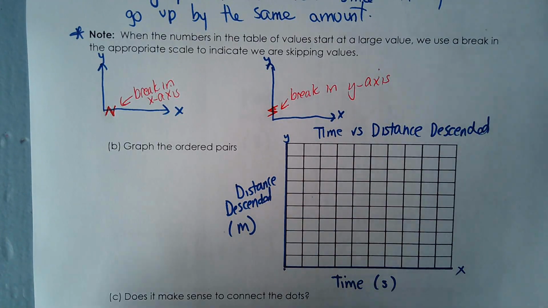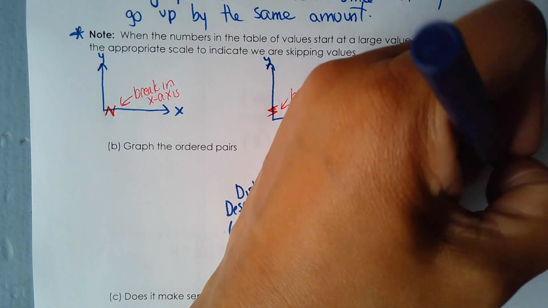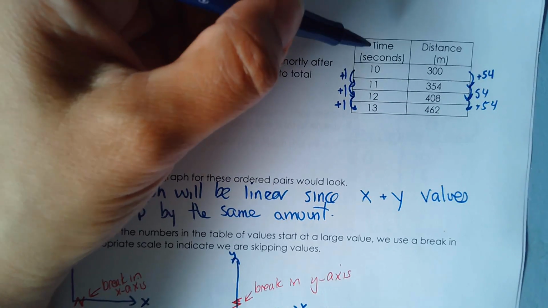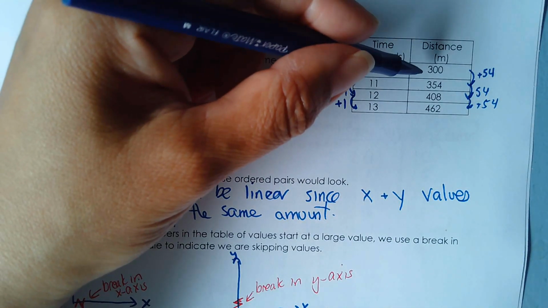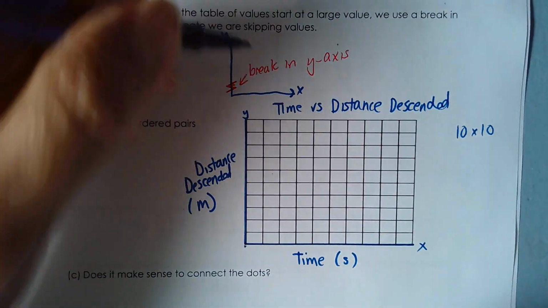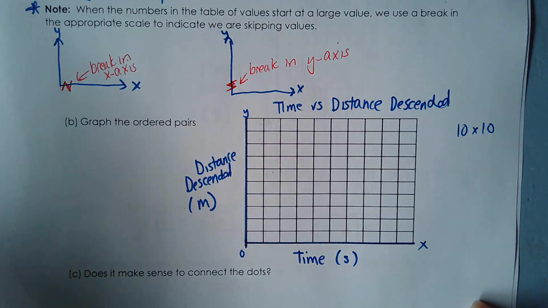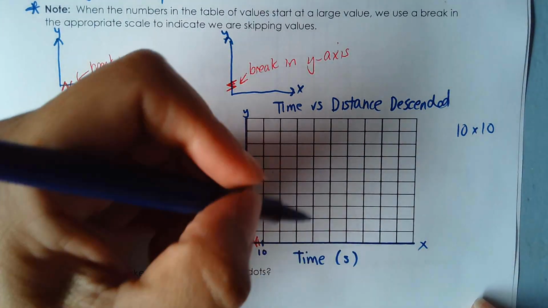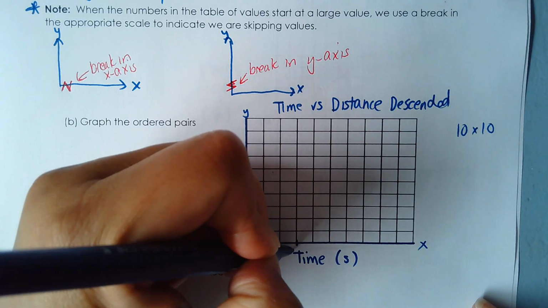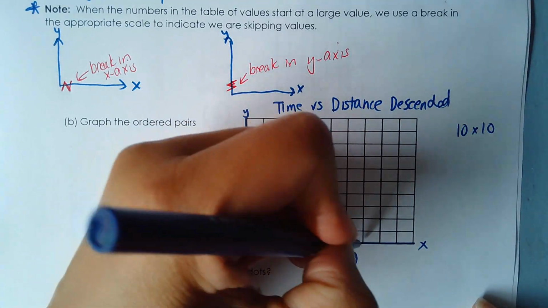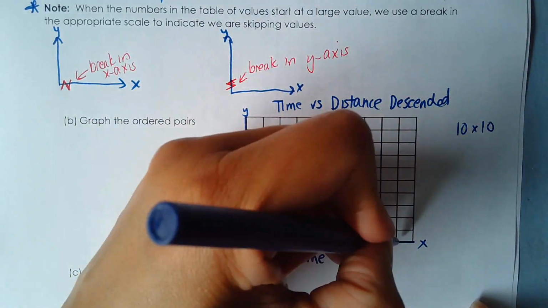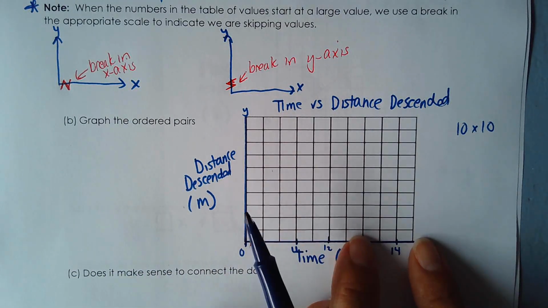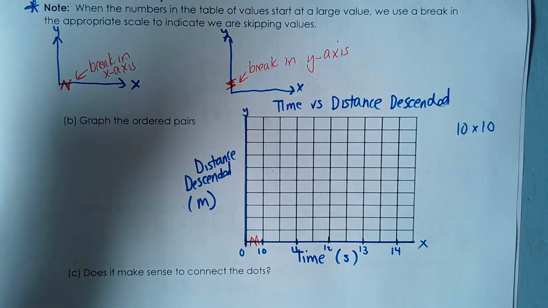Okay, so let's look at our grid here. We have a 10 by 10 grid. Okay, and our seconds, if we go to our table of values, we have from 10 to 13. So what I would do is, so this is 0. We'll put a break in here. And then we'll start at 10. And I think we can go over 2 for each second. So that's 11, skip 2, that's 12, 13, and 14 seconds, right? Because if I didn't put the break in and I squished all these numbers, then my graph would just be in this general area here.